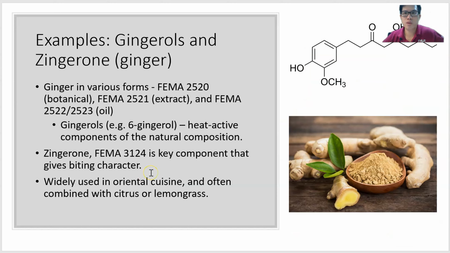Gingerol is another one that gives you this warming sensation. 6-gingerol is the heat active component of the natural compound. Shogaol is a key component that gives the bitter character. Gingerol and shogaol are two different things. Gingerol gives you the heat, while shogaol gives you the bitter characteristics, and you see that ginger is widely used in Asian cuisines.